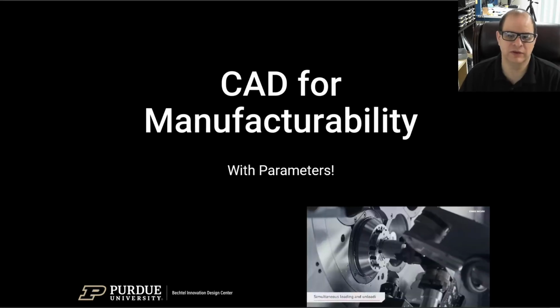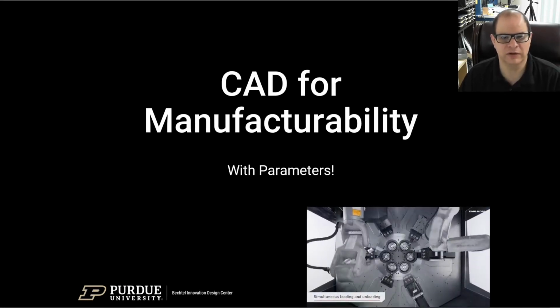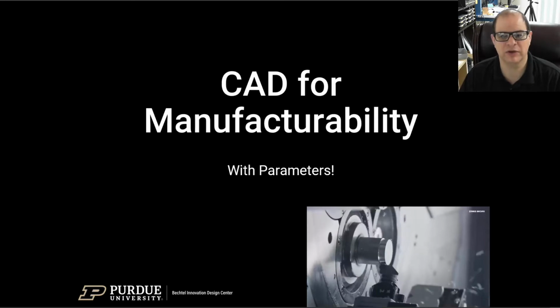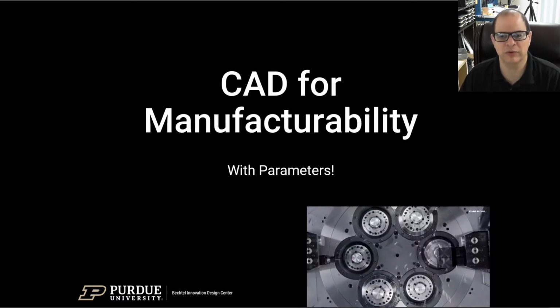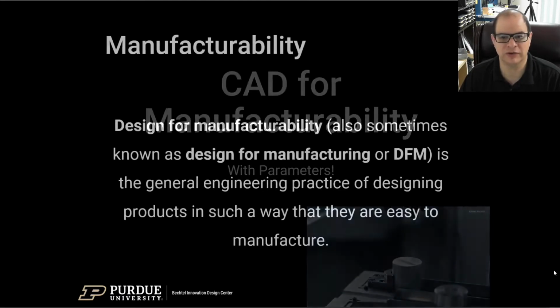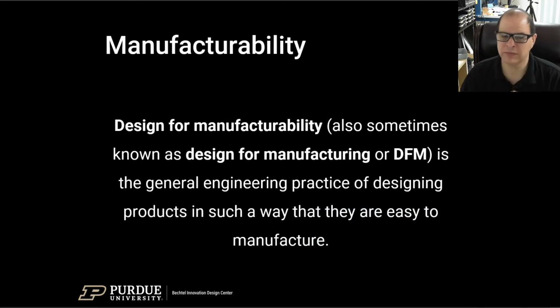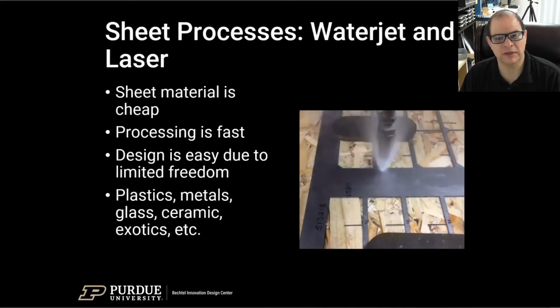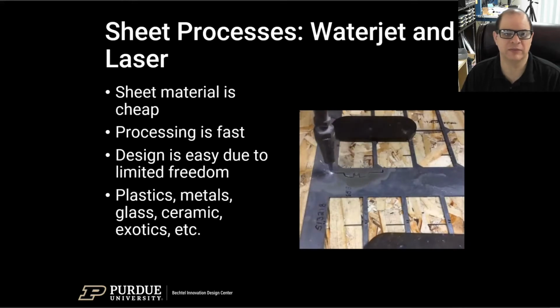So without further ado, let's do a quick few minutes on CAD for manufacturability, which is going to require us to actually talk about what we mean by manufacturability and how we actually make things. Manufacturability, or design for manufacturability, is designing something so it's actually easy to make. You can model almost anything, but making things is slightly different. You can absolutely model things you can't make. So let's talk about the different manufacturing systems.